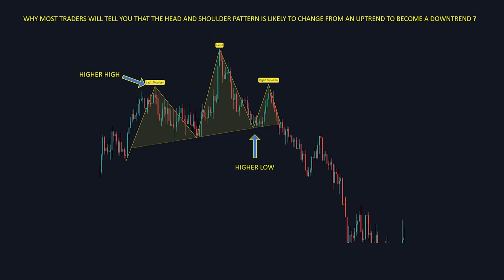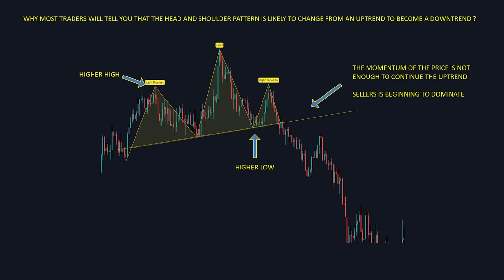Then we can observe that although the price has not continued to run downwards, the momentum of the price is not enough to continue the uptrend, and we can clearly observe that the seller is beginning to dominate, and the price gradually falls and causes the price to fall below the previous higher low. So, at this time we can know that the price will have a relatively high probability of running down.